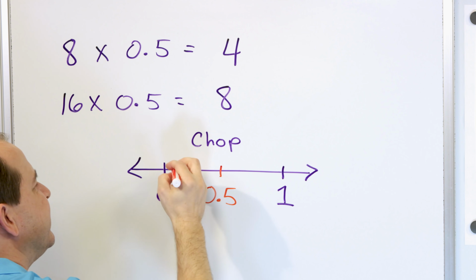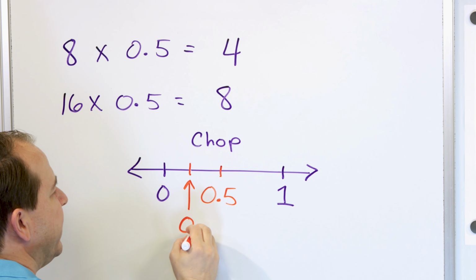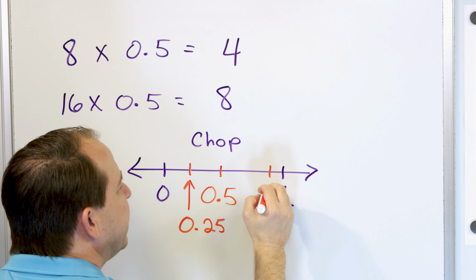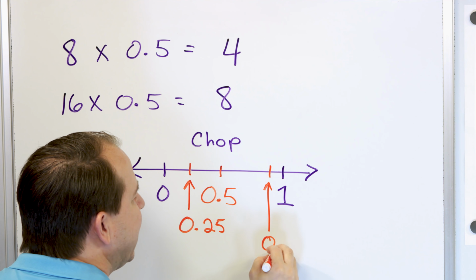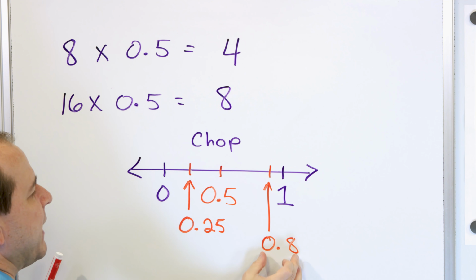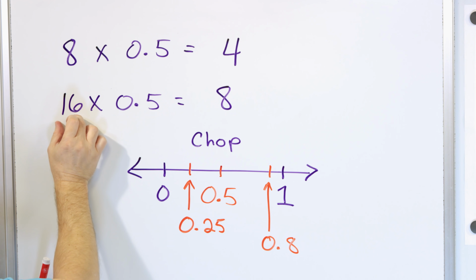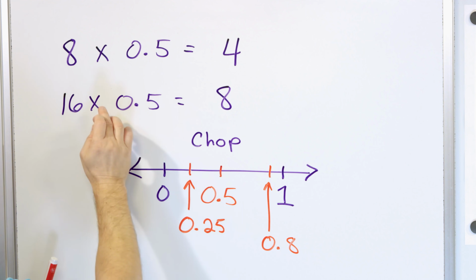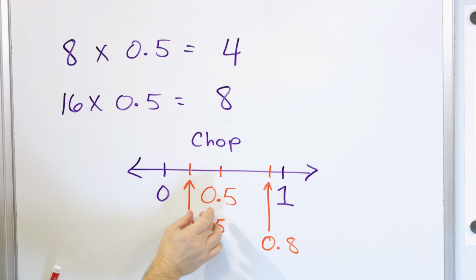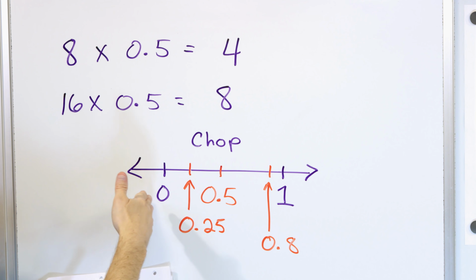If I multiply by some number over here, like 0.25, or a number over here, this number might be 0.8, all that's happening is you're chopping it by more or less. If I multiply by 0.8, then I'm going to get something closer to 16. If I multiply by 1, then I'll exactly get 16. If I multiply by something less than 0.5, like 0.25 or 0.1 or something even lower, then I'm chopping and getting less and less and less.